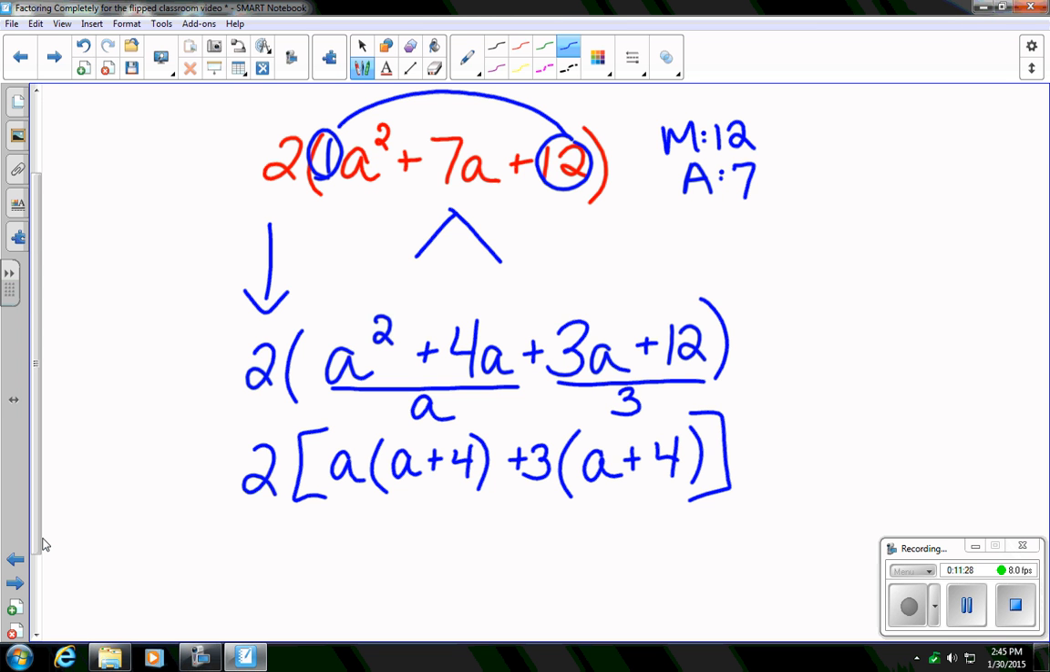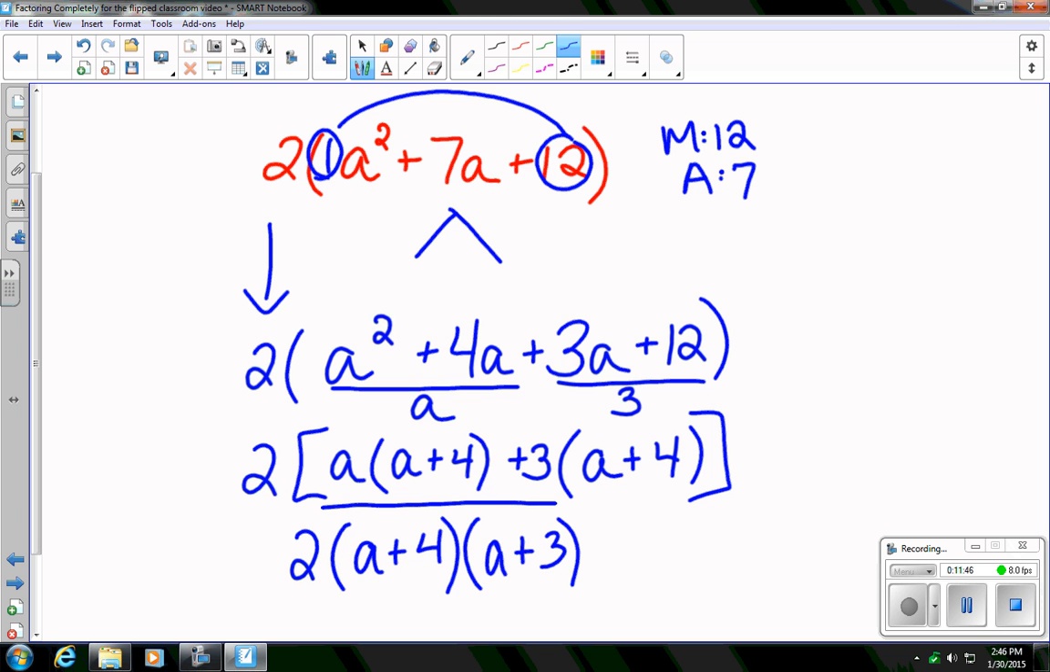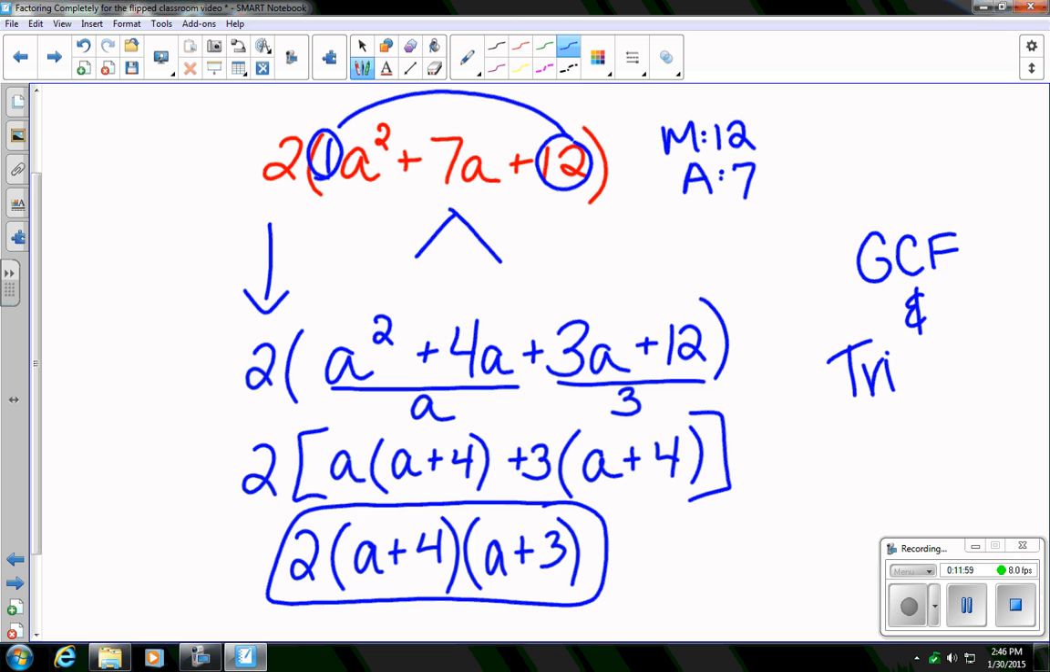If your two terms inside the parentheses don't match, something went wrong. So always double check that. The 2 gets brought down again because we haven't touched it. There's a GCF of a plus 4, and then what's left over? A plus 3. And that entire thing, including the 2 that we brought down line by line, is our answer. So in this problem, we used GCF and then trinomial.